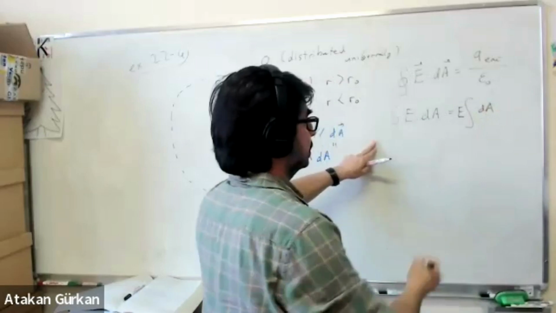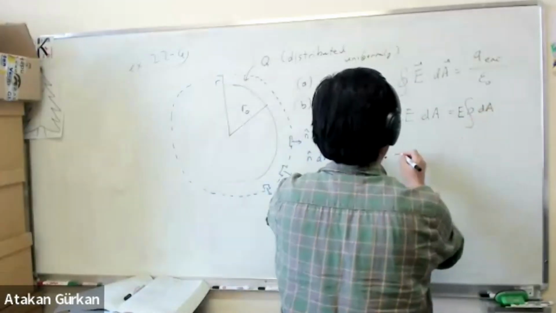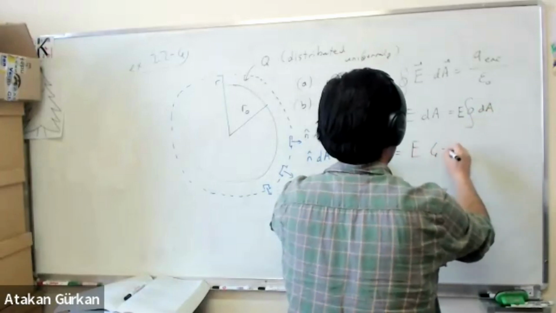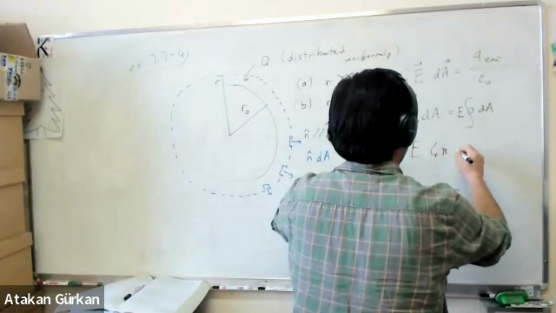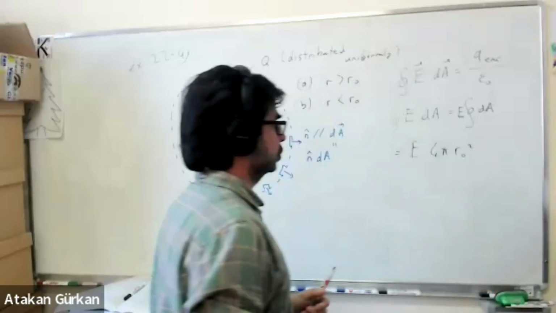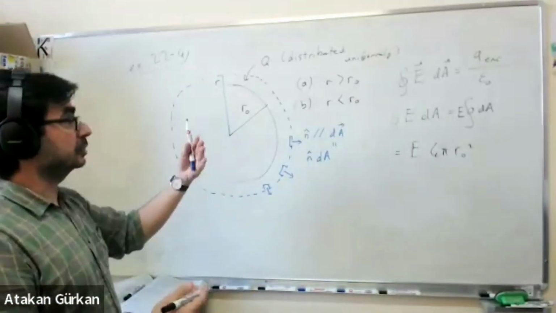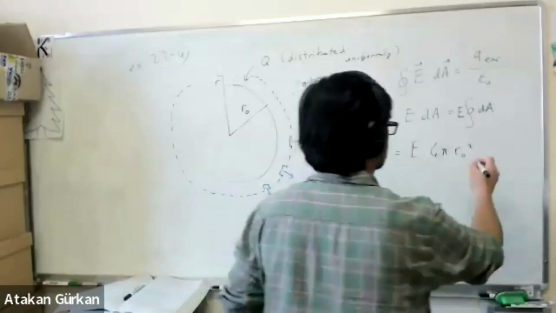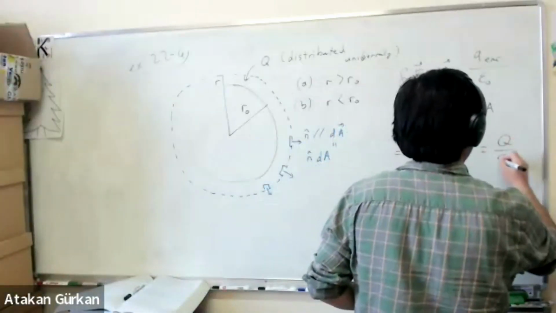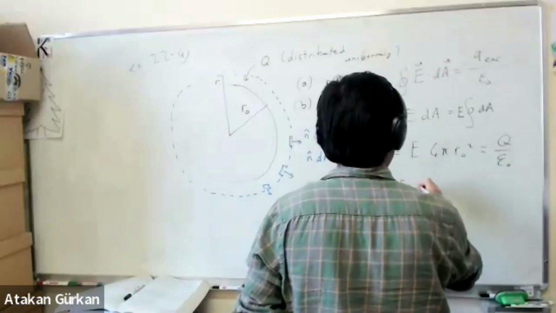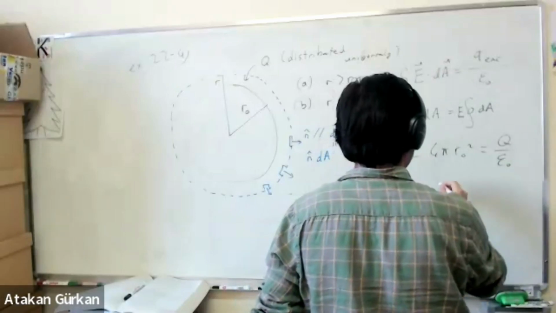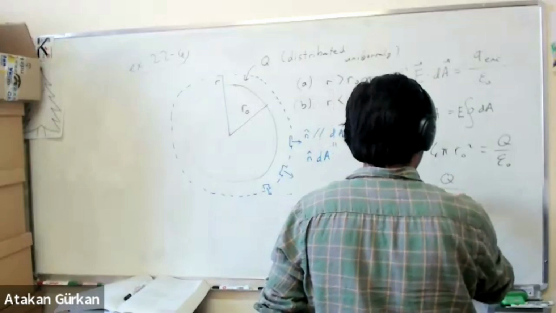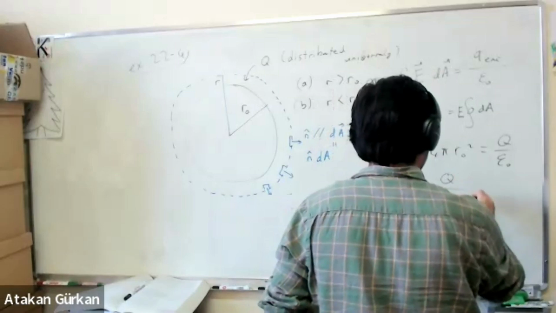EA, and now the integral is trivial. It's just the surface area of the sphere. Okay, this way, E times 4 pi R0 squared. And this is equal to the charge enclosed. Well, the charge enclosed in this case is the whole charge. It's just Q divided by epsilon naught. And as I said, this is going to be Q over 4 pi epsilon naught R0 squared.